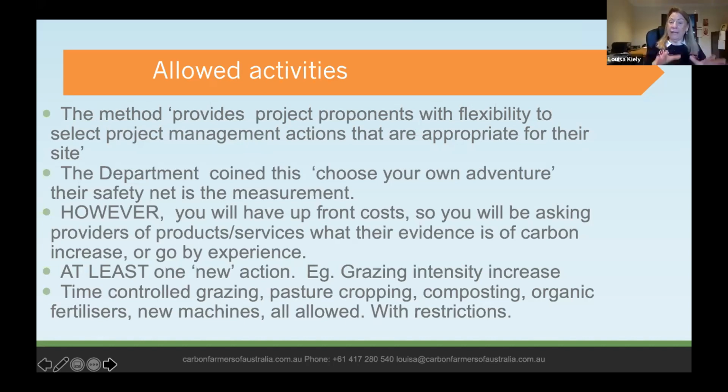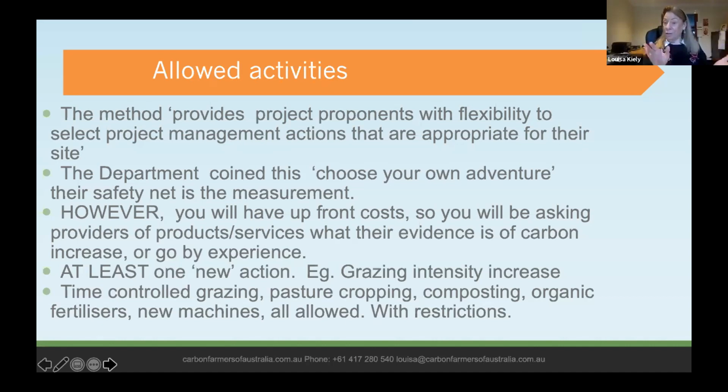We must find a new activity. You cannot do business as usual with any method. Business as usual is what you've already got, and that's called the baseline. So in the soil carbon space, we measure the baseline first, and then you know you've got 10 tonnes per hectare in there. That's your baseline. And if you improve that to 20 tonnes, then you can sell the difference. And then you can continue to sell the difference as long as it keeps improving for up to 25 years.